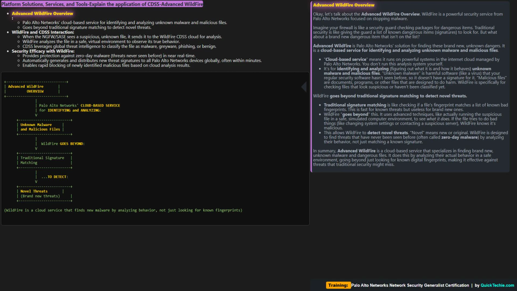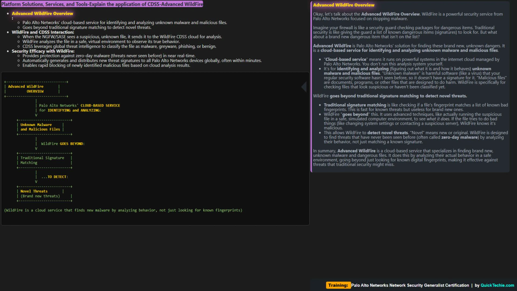WildFire goes beyond traditional signature matching to detect novel threats. Traditional signature matching is like checking if a file's fingerprint matches a list of known bad fingerprints. This is fast for known threats but useless for brand new ones. WildFire goes beyond this. It uses advanced techniques, like actually running the suspicious file in a safe, simulated computer environment, to see what it does. If the file tries to do bad things, like changing system settings or contacting a suspicious server, WildFire knows it's malicious. This allows WildFire to detect novel threats.